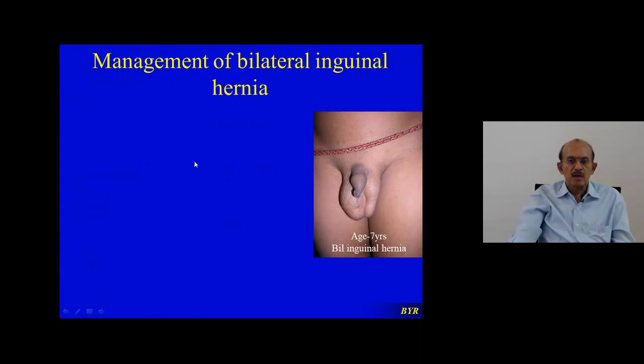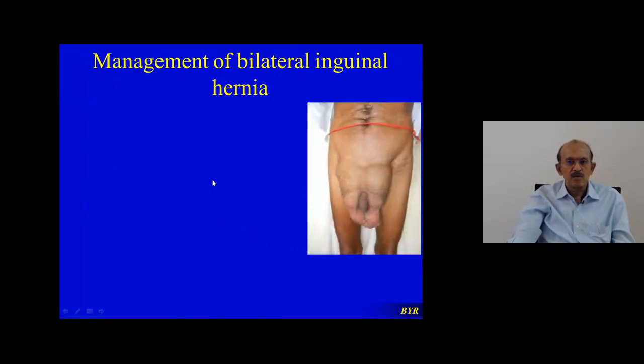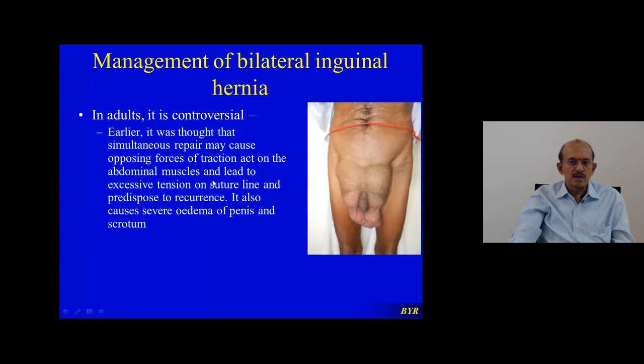Management of bilateral inguinal hernia. In children, both sides are done at the same time. In adults, it is controversial. Earlier, it was thought that both sides should not be done. Herniorrhaphy should not be done on both sides, but hernioplasty can be done on both sides at the same time.